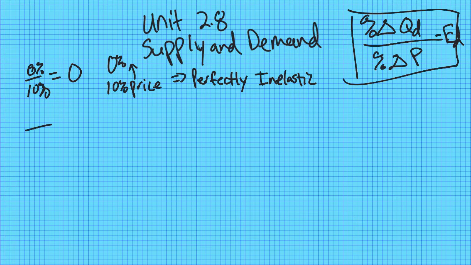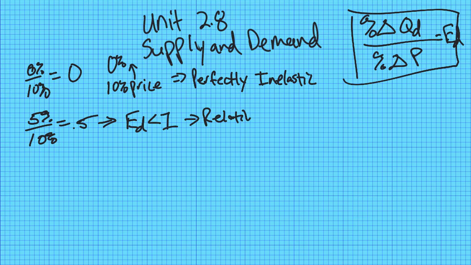Then we can change our range. We can say, okay, we had a 10% change in price, and remember, if we had a smaller reaction, we get something like 0.5, and we called that something less than 1. So if the elasticity of demand coefficient is less than 1, we can say it is relatively inelastic, but I'm going to write down relatively inelastic.